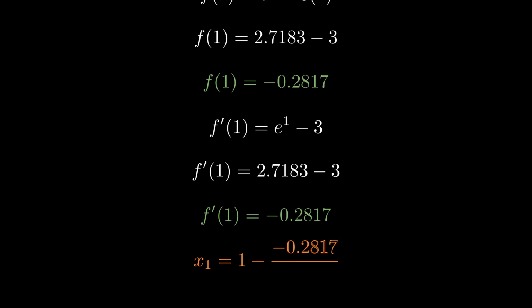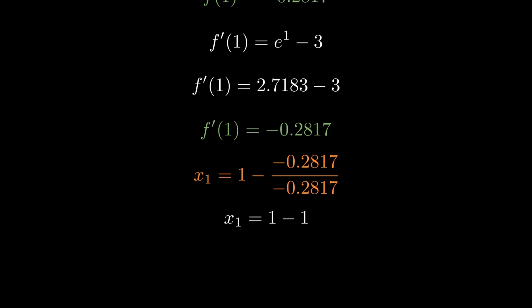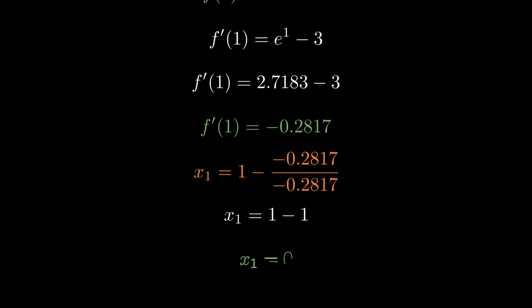Substitute into the Newton-Raphson formula. Negative 0.2817 divided by negative 0.2817 equals 1. Subtracting gives 0.